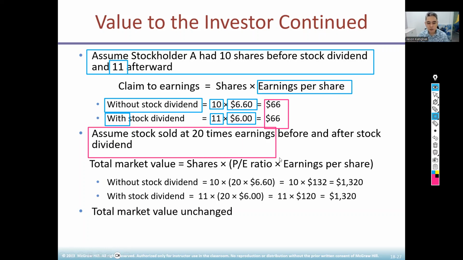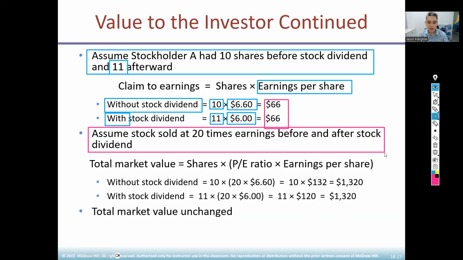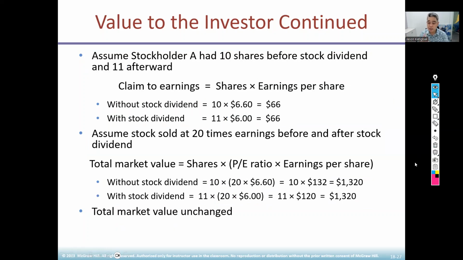So here, assume the stock sells at 20 times earnings before and after stock dividends. This is actually now the sale. Your shares are 10 before the stock dividend or 11 if there's a stock dividend. If you're selling at the PE ratio of 20, the price earnings ratio is mostly a multiple when you make the sale of a stock. And then if your EPS is 6.6 or 6, then it's basically the same. So it did not change the market value, unchanged. But it did change the EPS.